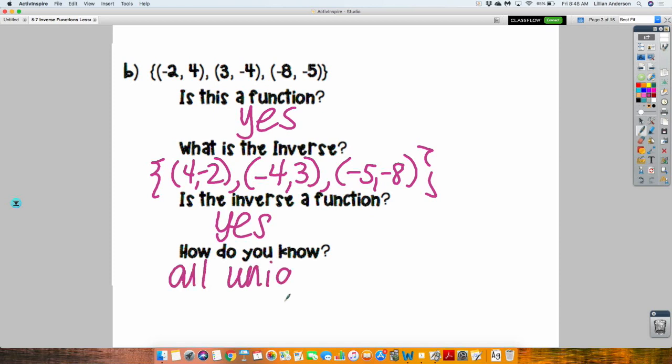But the x's do repeat. 4 and 4. This is a negative 4. Oh, gosh. How did I screw that one up? All right? So no repeating x's.